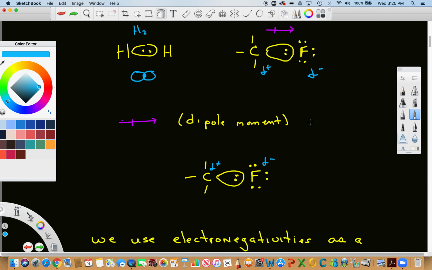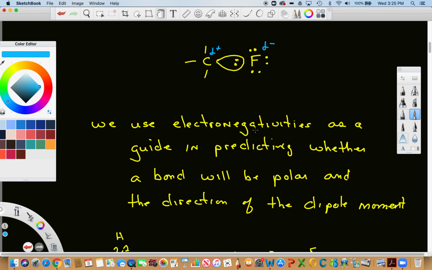So how did we know that they're there? And how we know that is based upon electronegativity. So we use electronegativity to guide us in making these predictions, whether a bond will be polar or nonpolar.